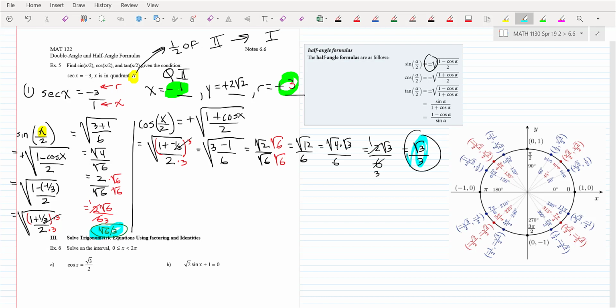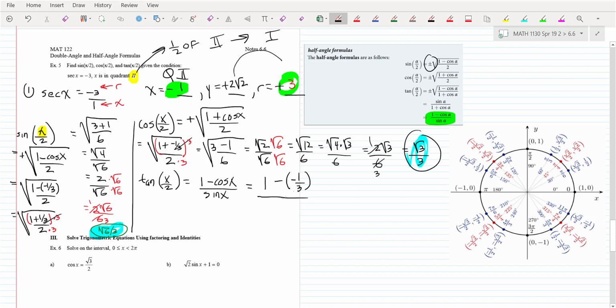All right, and then I'm going to do this last one here. So again, the tangent, be sure that you're always just using that last form of the identity. I can't think of situations where it's beneficial to use the other two. So if I do tangent of x over 2, then I just do 1 minus cosine of x over sine of x, like this. So the cosine of x is x over r, so that would be 1 minus negative 1/3. The sine of x would be y over r, so that would be 2 root 2 over 3, like that. So you've got to simplify that expression.